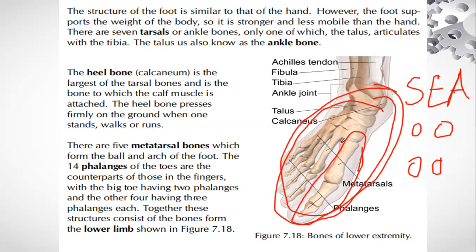Okay, so let's look at this here. There are 7 tarsals, or ankle bones. So here we have it. Only one of which, the talus, articulates with the tibia. So this is the tibia that goes up to the top here. So you see that the talus articulates with the tibia only.